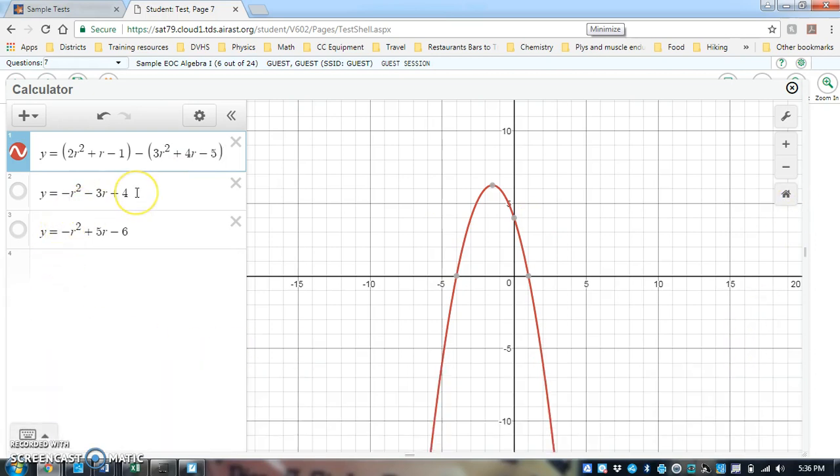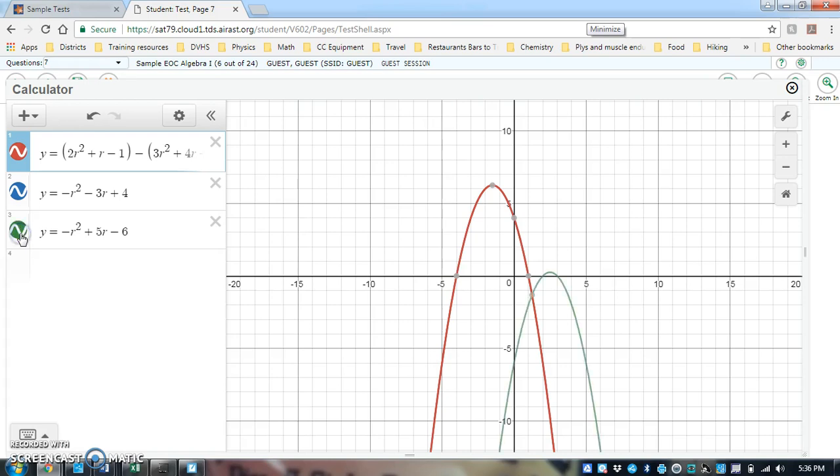I've typed in the equations of A and B, and I'm going to enable graphing of both of them. When I select blue, you notice how we see no difference here. And then when I select the third option, now I see a second graph appear in green. That does not match up with the red graph, so I know that option C cannot be the correct answer. Y equals negative r squared plus 4r minus 6 is not correct. I'm going to eliminate it.